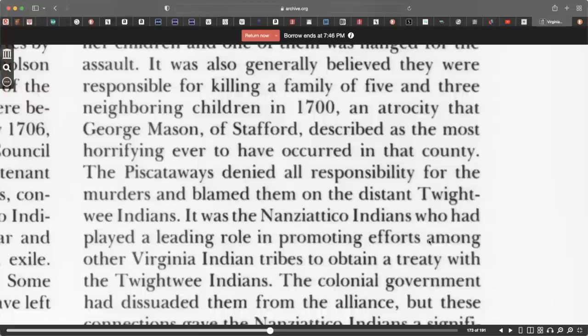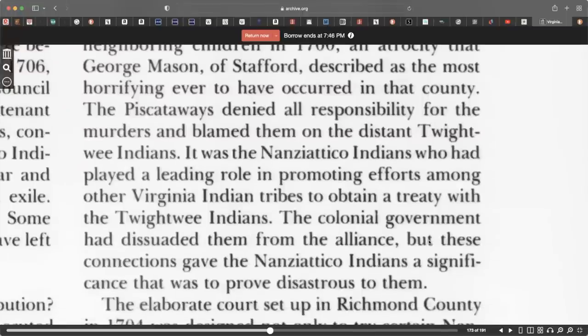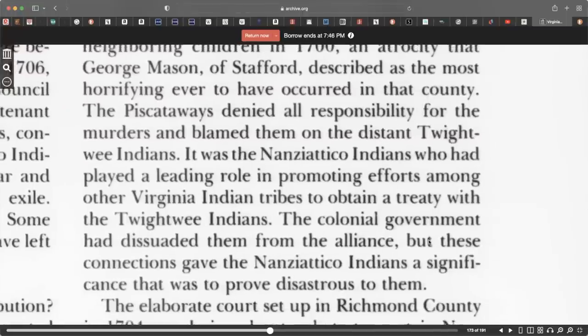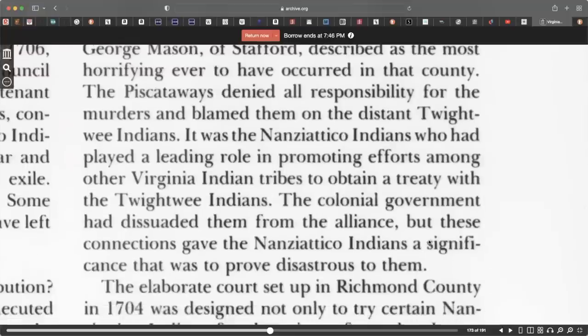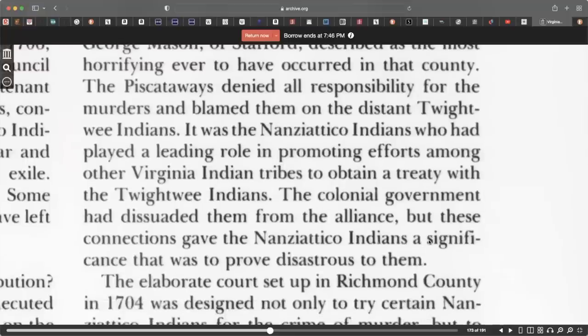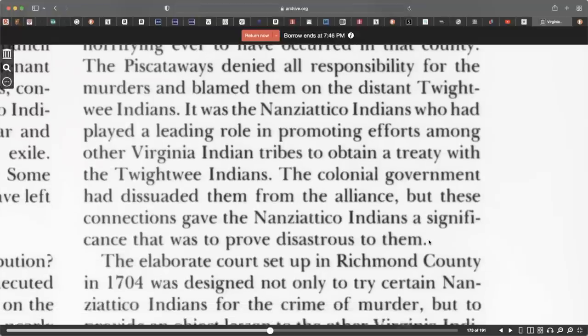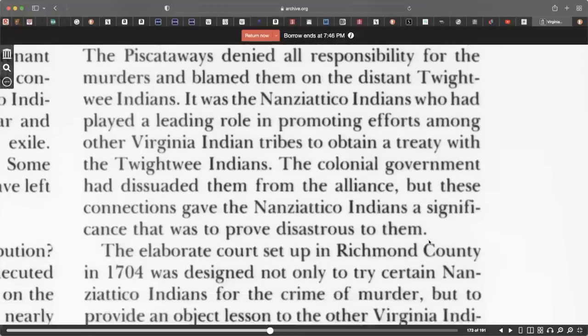Do you hear that? It was the Nanziatico Indians who had played a leading role in promoting efforts among other Virginia Indian tribes to obtain a treaty with the Tuite Indians. The colonial government had dissuaded them from the alliance, but these connections gave the Nanziatico Indians a significance that was to prove disastrous to them.